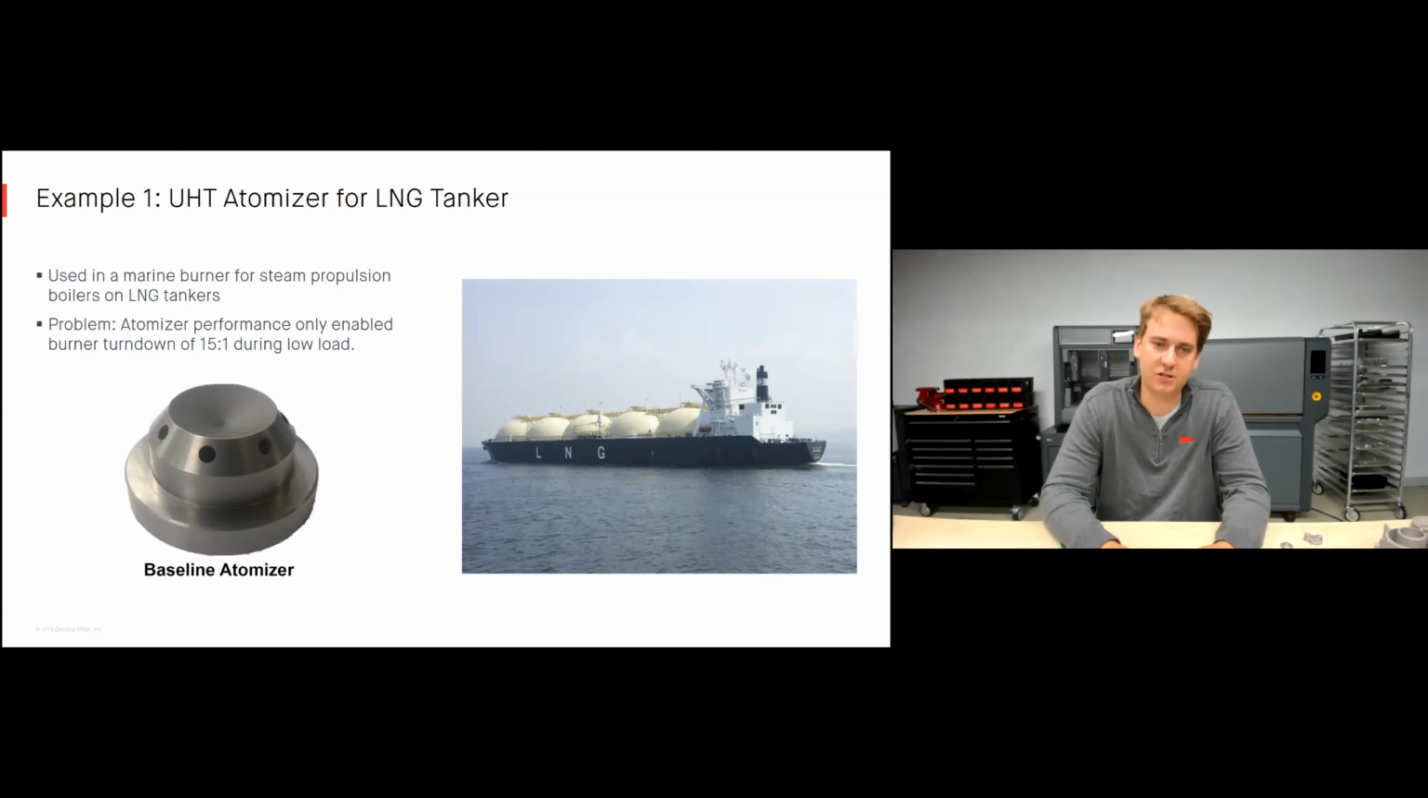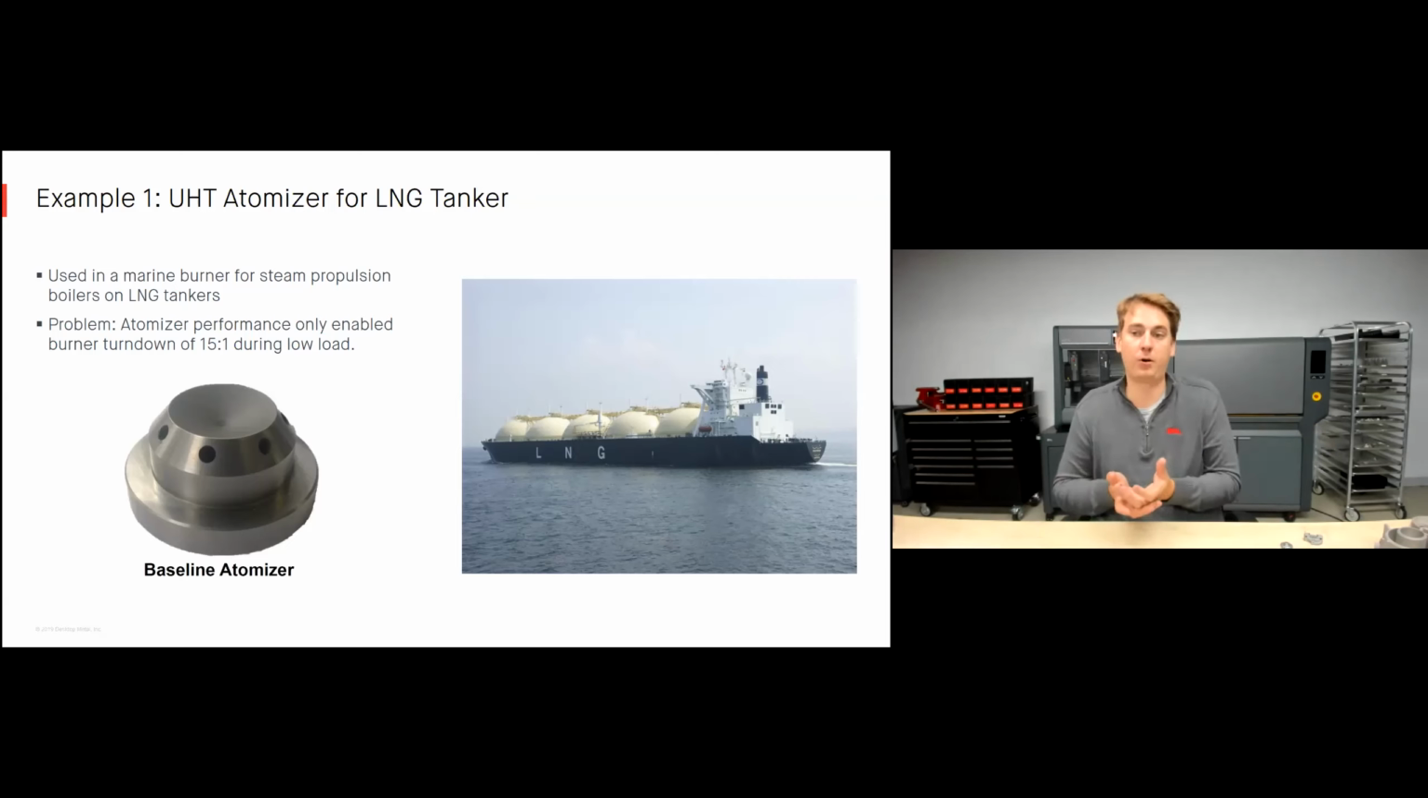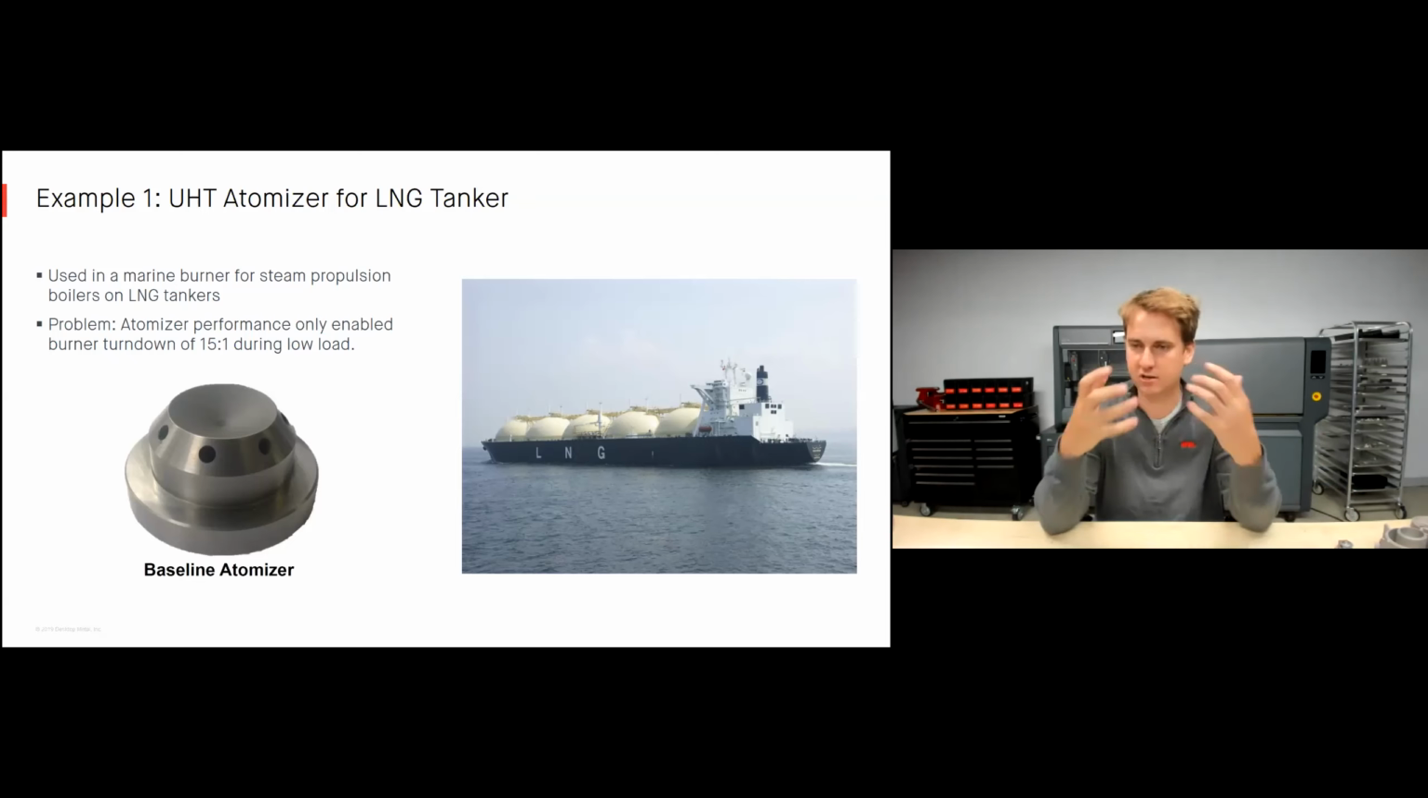This is an atomizer that's used in a marine burner for steam propulsion on a liquid natural gas tanker. It mixes steam and fuel in the burner to allow it to burn and actually power this boat forward. The problem with the original atomizer that you're seeing here, a very simple design, was that during low load, it got a very poor burner turn down of just 15:1. So what does that actually mean? That means that when this ship was going slowly, when the load on the engine was low, when it was maneuvering in port, when it was puttering around in the harbor, it got very poor fuel efficiency.